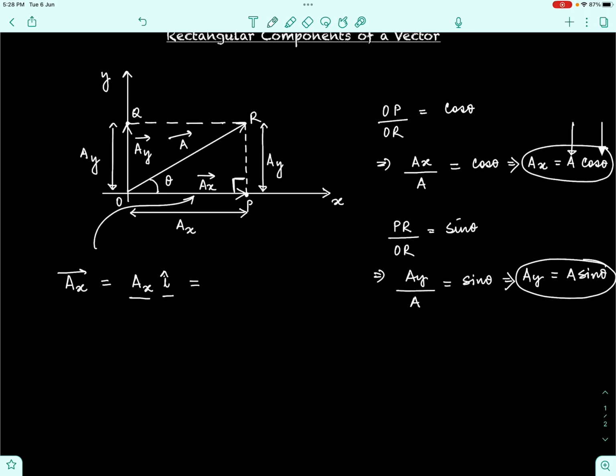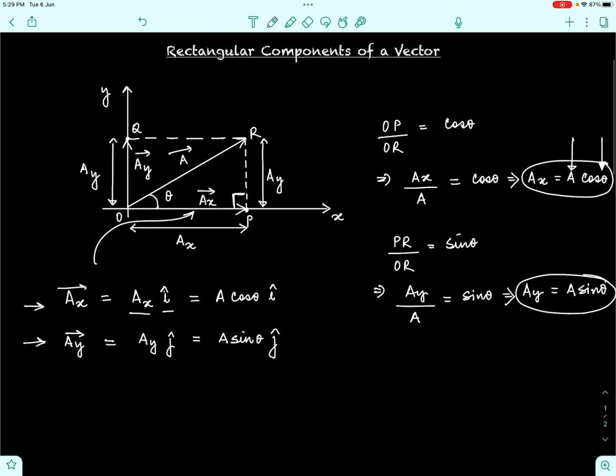So, from the value of AX that we already know, we can also write this as A cos theta into i cap. On the same lines, vector AY, the component vector along the y axis, can also be written as AY into a unit vector along the y axis, which we know is j cap. So, this will be equal to A sin theta into j cap. These two component vectors that we have obtained are called rectangular components of vector A.